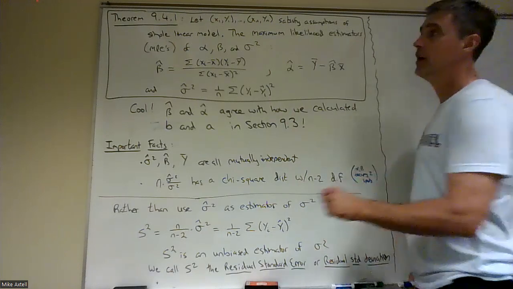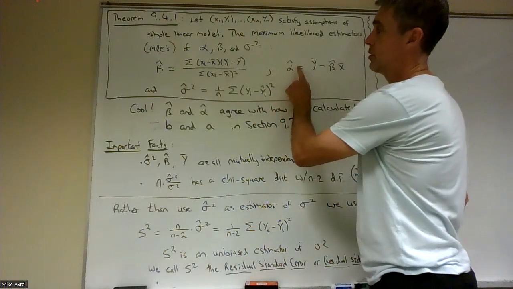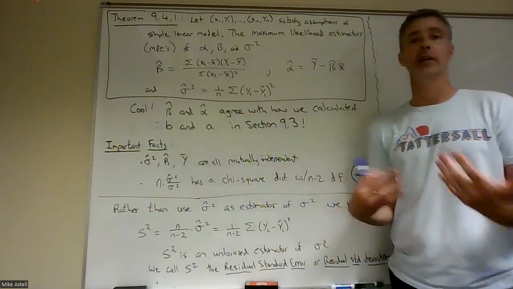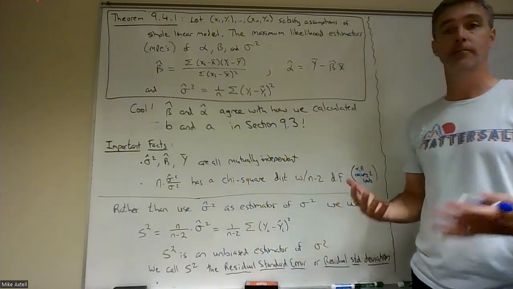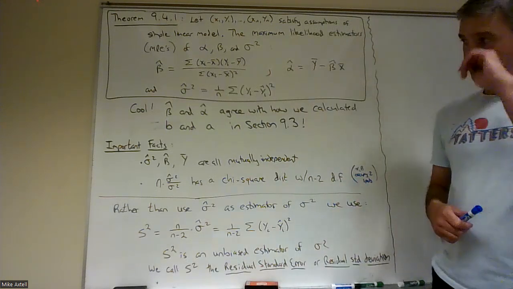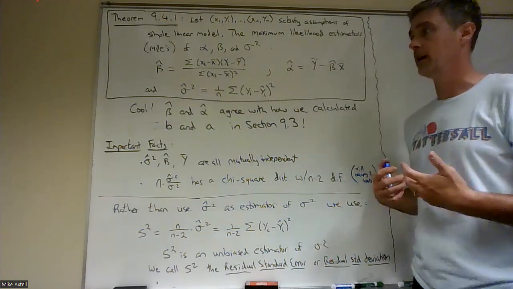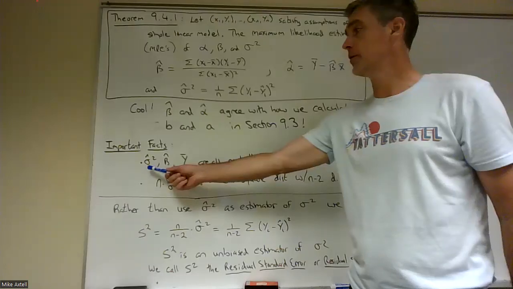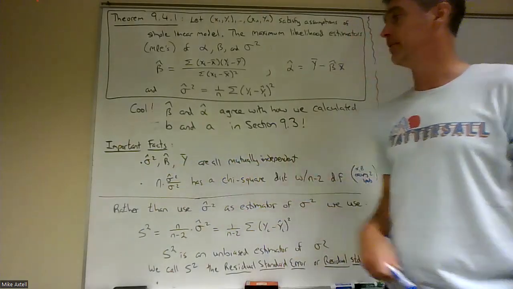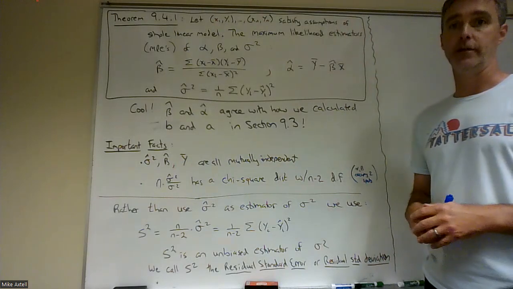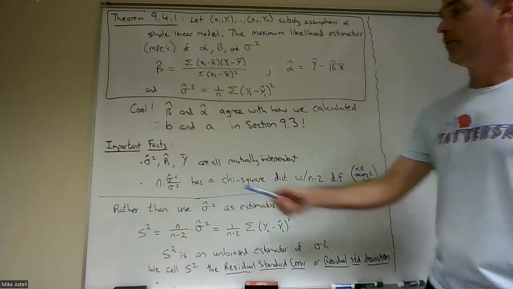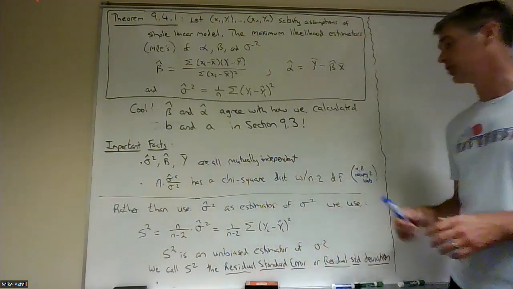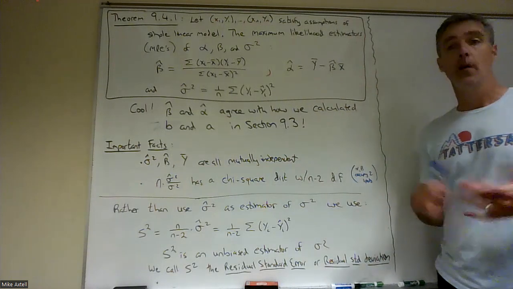So here's the good news. The maximum likelihood estimators for alpha and beta are exactly in agreement with how we calculated a and b given a data set from section 9.3. Some other important facts that will help us assign distributions to these objects: the estimators for sigma squared, for beta, and the mean of y are all mutually independent of each other. And this quantity, n times sigma squared hat over sigma squared, has a chi-square distribution with n minus 2 degrees of freedom. Why n minus 2?